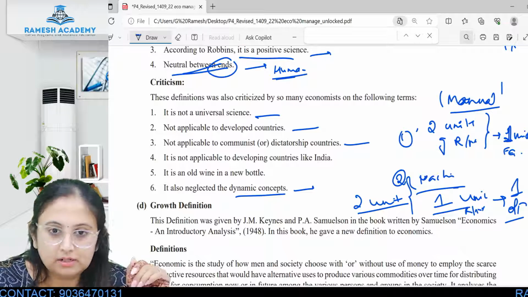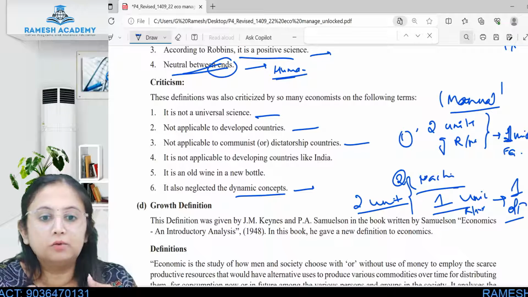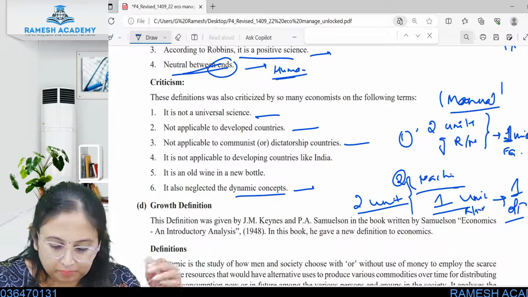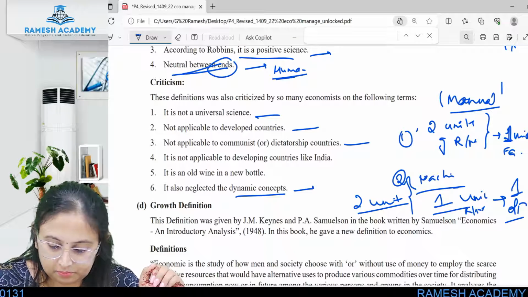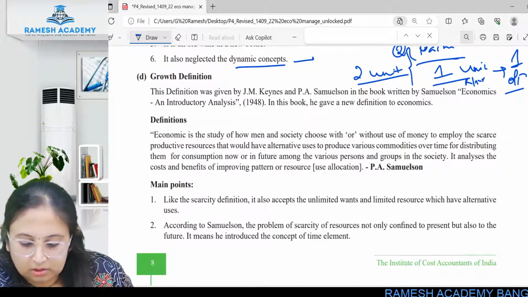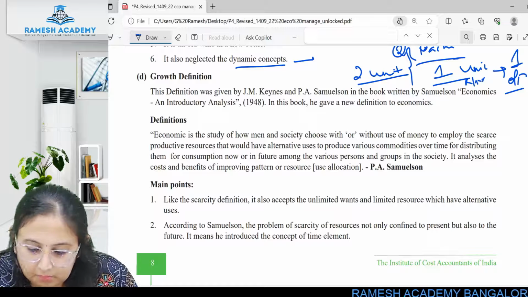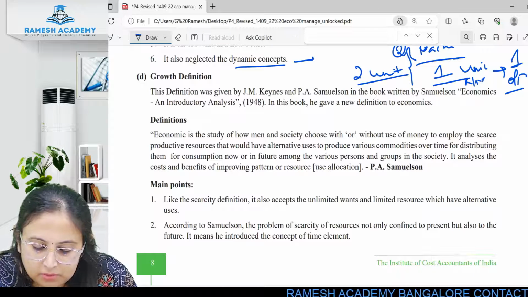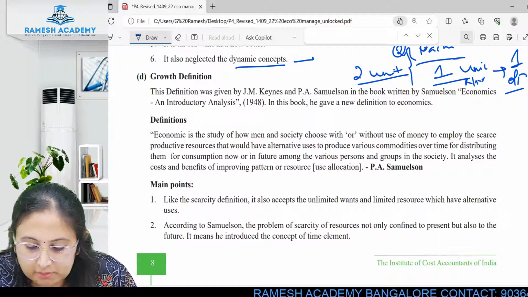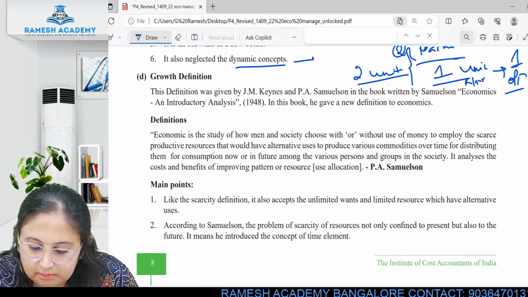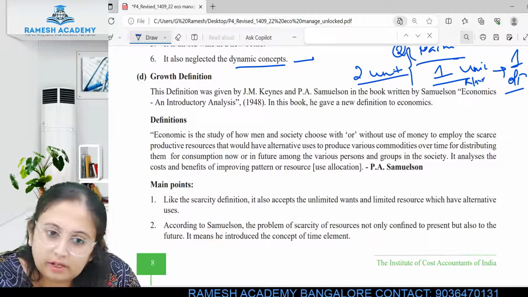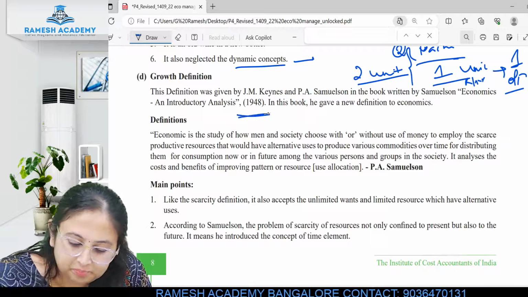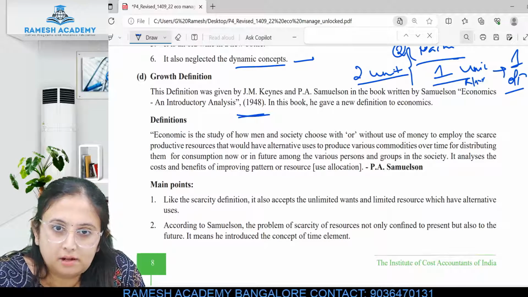Okay, next, that is about Lionel Robbins' definition. Next we will go to the last definition, that is the growth definition. This is given by Paul Samuelson, P.A. Samuelson. This definition was given by Paul Samuelson in the book written by Samuelson, Economics: An Introductory Analysis, in 1948. So this is more recent compared to the others.